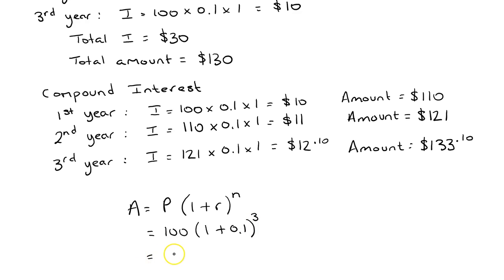And that yielded, if you work that out in your calculator, $133.10. So using our formula, we can work it out in one go. Now, which do you think will yield most interest? If you have a daily compound interest rate, a monthly compound interest rate, or a yearly compounded interest rate?